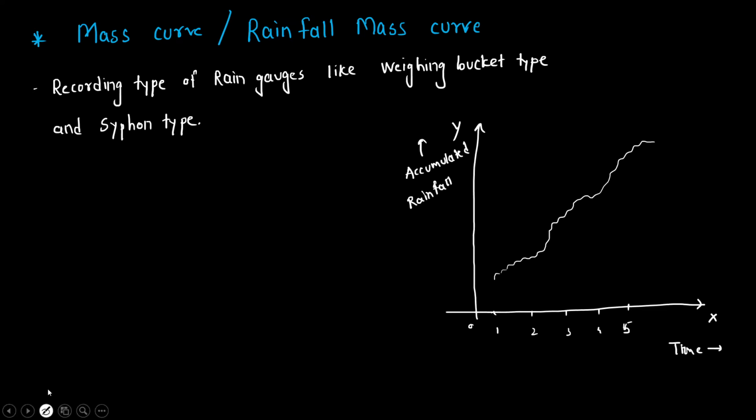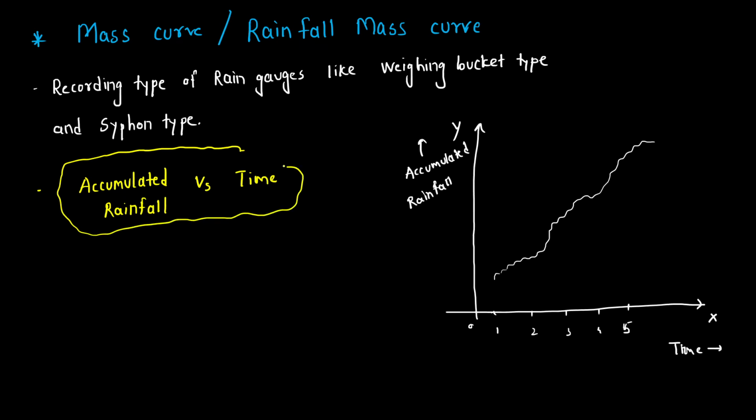As you can see, as the time is increasing, the accumulated rainfall is also increasing. So this point you should remember from this mass curve, that it is a plot between accumulated rainfall versus time. Very important. This can be asked in the exam. So this rainfall is measured in what quantity? We are measuring it either in centimeter or in mm, and time generally in hours. I hope it is clear.